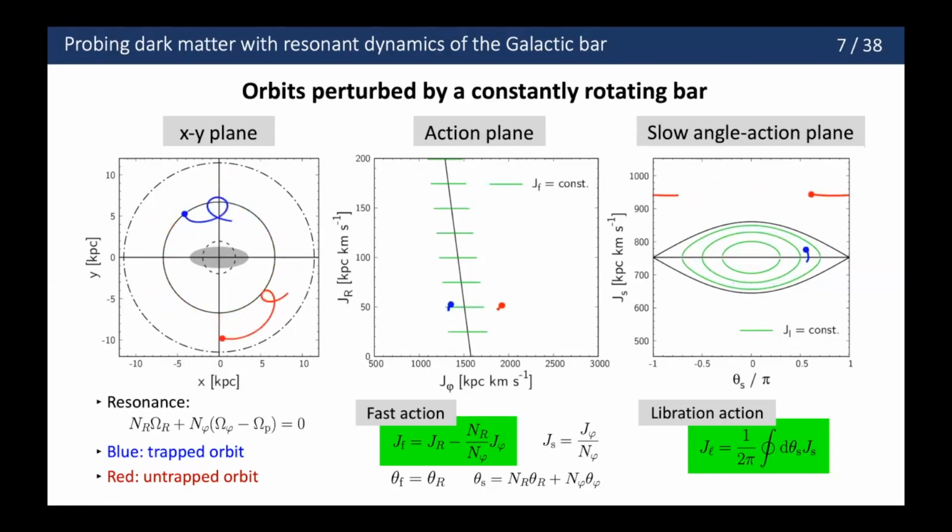For example, for the corotation resonance, again, N_R is 0. So the fast action is just the radial action. And the other one, the libration action, is a quantity that describes the extent of the amplitude of motion around the resonance. This is defined in the so-called slow angle-action plane. You can see that in this phase space, the trapped orbit is revolving around the resonance, and the untrapped orbit is circulating outside. And the libration action is defined as the phase space area enclosed by this orbit.